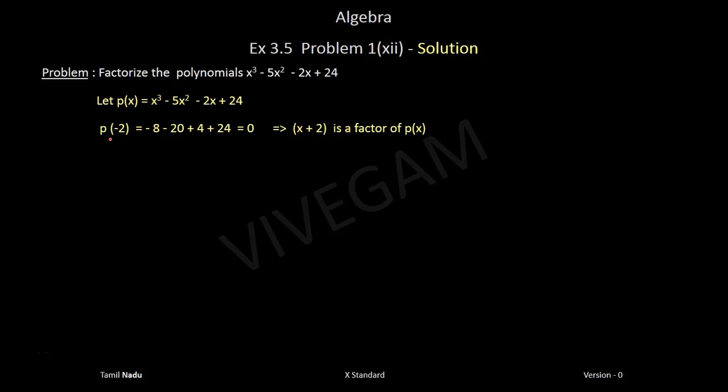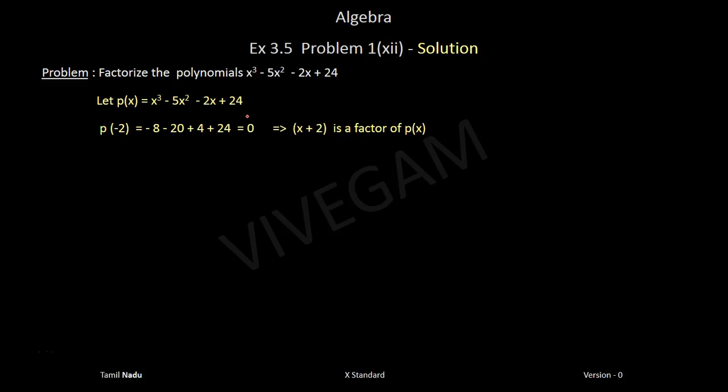So what we have done is that we have taken minus 2 here. So what happens? This becomes minus 2 the whole cube, that is minus 8, and this is minus 2 the whole square, so this will be 4. 4 into minus 5 is minus 20, and this is minus 2 into 2, that is minus 2, minus times minus becomes plus, so it's plus 4, and 24 comes down.